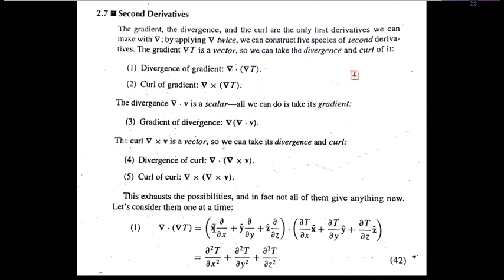Let me repeat again, the dot product of x cap and y cap will be zero, the dot product of x cap and z cap will be zero, x cap dot x cap is equal to 1, so only the first multiplication will exist, so del by del x of del t by del x, so ultimately del square t by del x square comes here, and similarly for the y cap factor and then the z cap factor. Okay, so let's go to the next page.